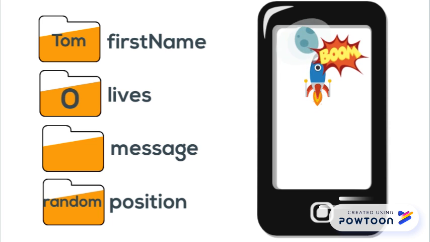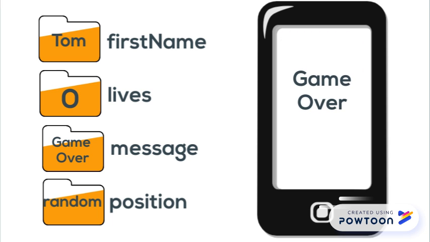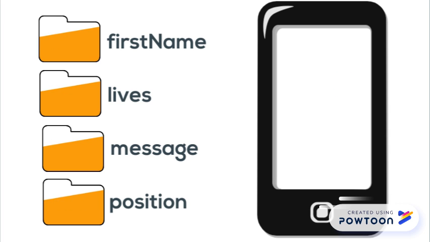It goes on until folder 2 lives has 0. At this point, all 3 lives are used up. If lives has the value of 0, then folder 3 message is assigned "Game over." So you see that throughout the game, our variables contain different values depending on what's going on in the game. We even used some variables inside other variable values, like first name and lives. Variables are a great way to store our data as our program runs.